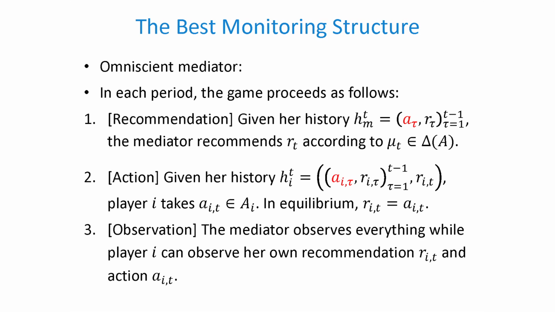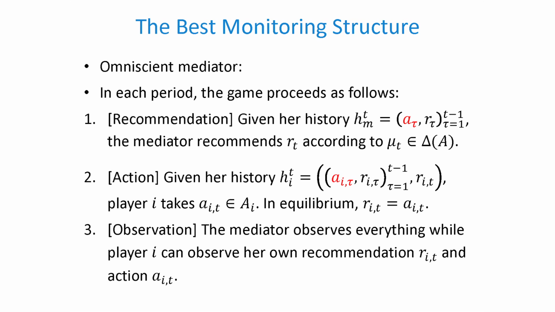So this is the mediator's history, which consists of the action profiles and recommendation profiles so far. The mediator recommends some action profile according to some distribution over action profiles. And what each player can observe is the following. We assume that player i can only observe her own action and her own recommendation, and takes some action. And by the revelation principle, we can say without loss of generality, at least on the equilibrium path, that the recommended action is taken by the players.